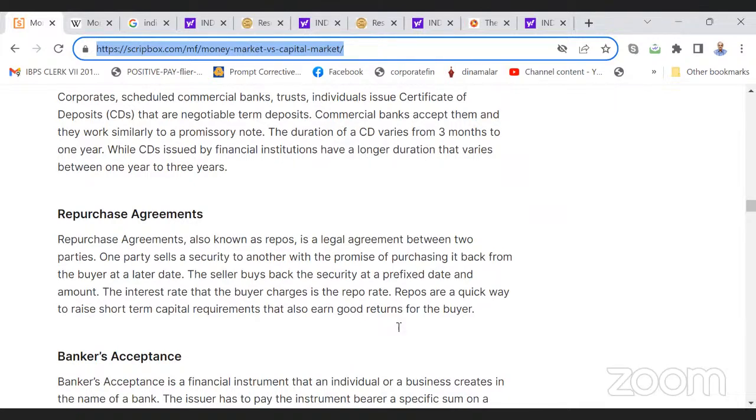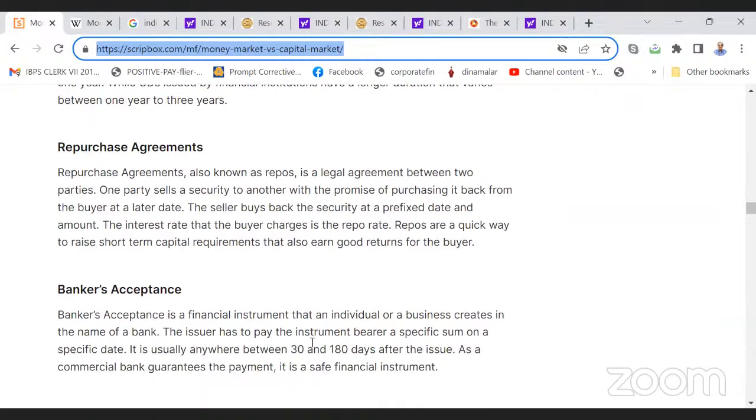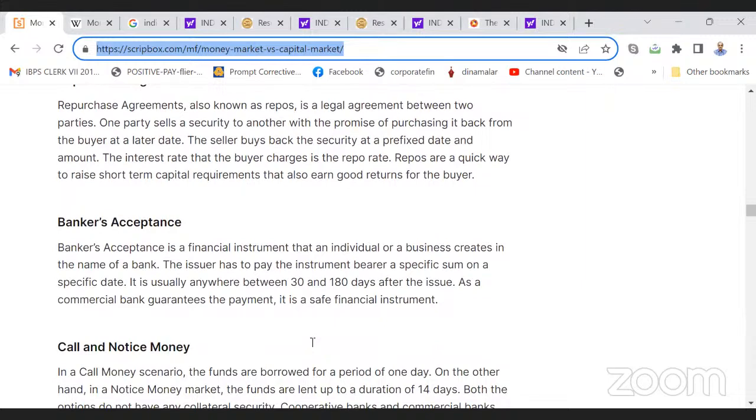Promise of purchasing it back from the buyer at a later date. The seller buys back the security at a prefixed date and amount. The interest rate that the buyer charges is a repo rate. Repos are a quick way to raise short-term capital requirements that also earn good returns for the buyer.